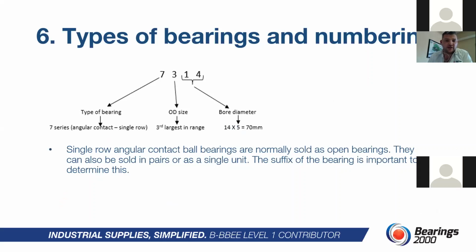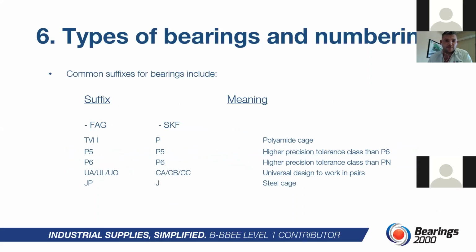Single row angular contact ball bearings are normally sold as open bearings. They can also be sold in pairs or as a single unit. The suffix of the bearing is important to determine this. We'll have a look at some common suffixes now. So this is where the suffixes are quite critical and quite important when you do order them.